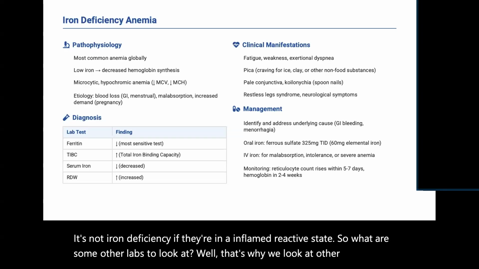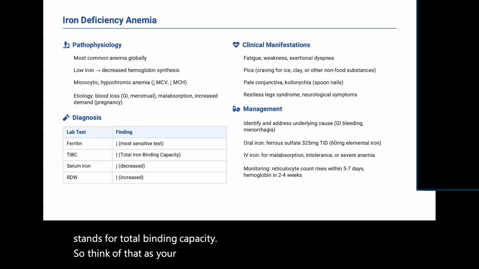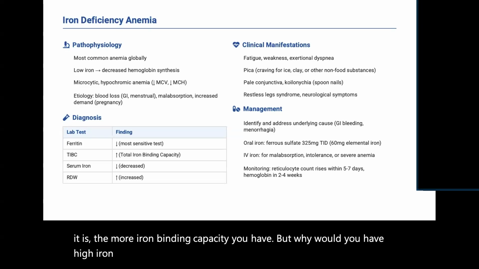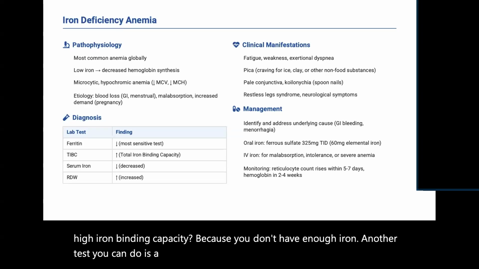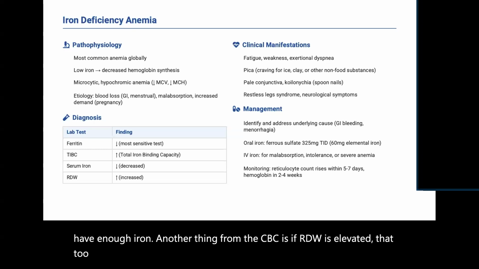So TIBC stands for total iron binding capacity. So think of that as your iron potential. The more TIBC you have, the higher it is, the more iron binding capacity you have. Well, why would you have high iron binding capacity? Because you don't have enough iron. Another test you can do is a serum iron. That can be low. That's a tell that you don't have enough iron. Another thing from the CBC is if RDW is elevated, that too is a tell of not having enough iron.